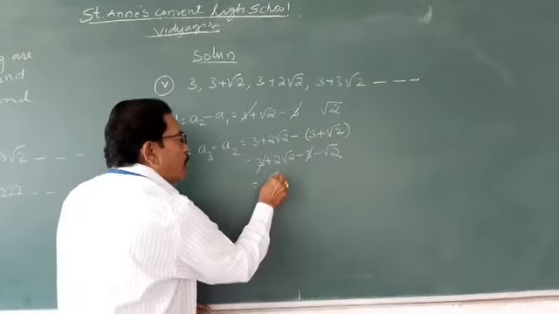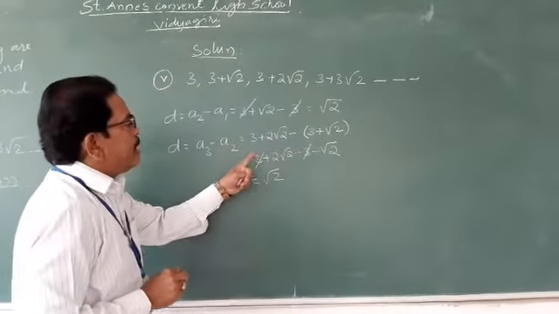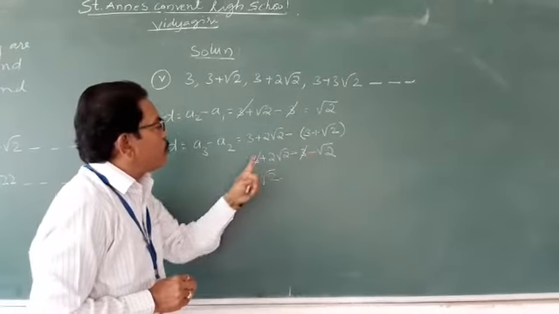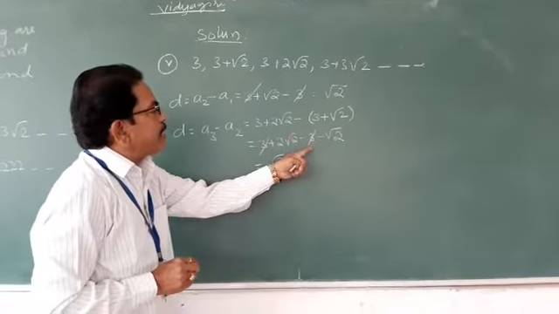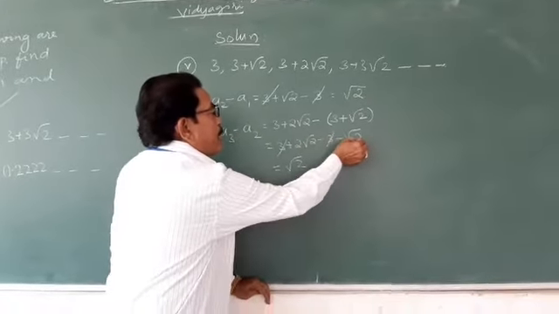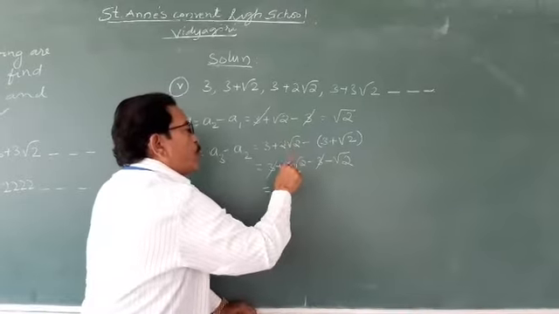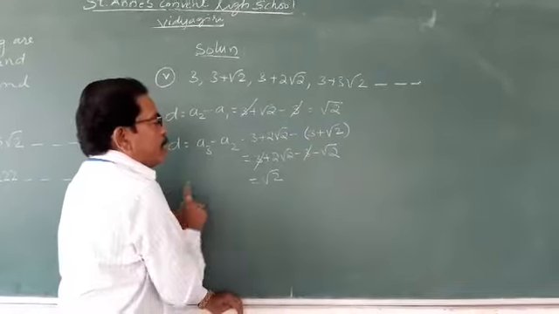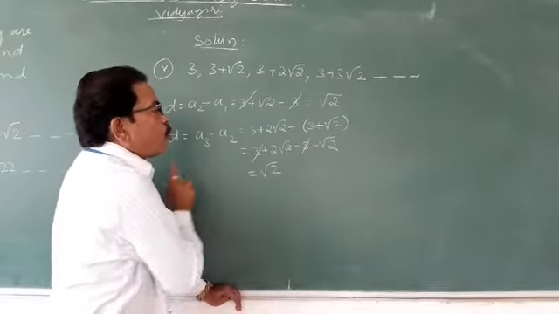That is root 2. See once again, 3 plus 2 root 2 minus 3 minus root 2. Plus 3 minus 3 cancels. Here like terms remained: 2 root 2 minus root 2. In 2 root 2, 1 root 2 has to be subtracted. So how much remains? That is root 2.